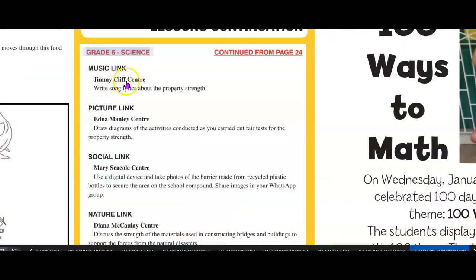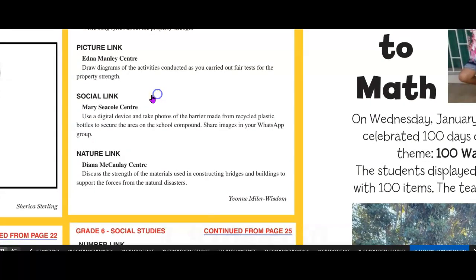Music link from the Jimmy Cliff Center. Write song lyrics about the property, strength. Picture link from the Edna Manley Center. Draw diagrams of the activities conducted as you carried out fair tests for the property of strength.